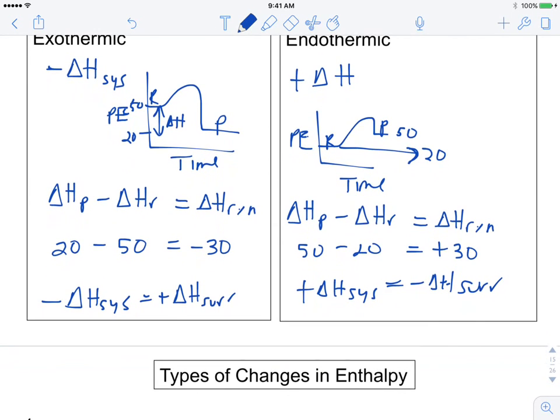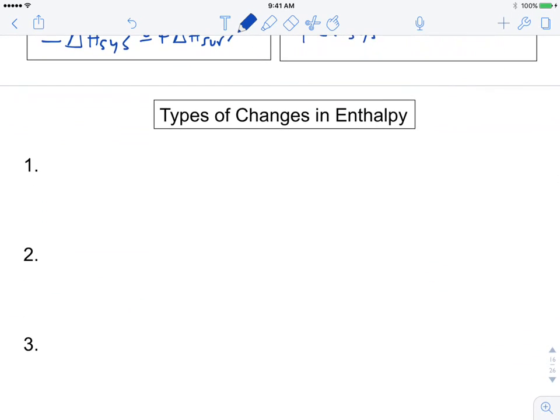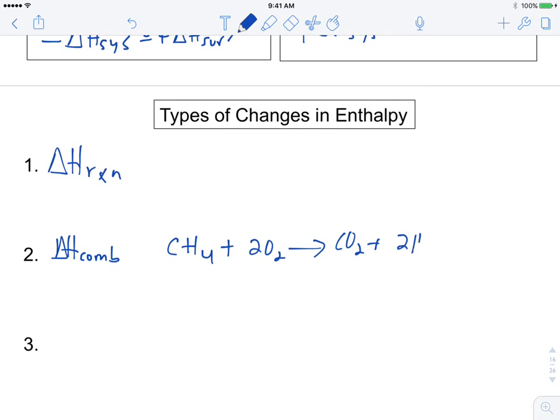Now, there are different changes of reaction. The most general kind, and this goes for pretty much anything, is delta H reaction. RXN means reaction. But we could also have a delta H where we have specific reactions like combustion. This would be for a change like if you had CH4 plus oxygen yields CO2 plus H2O. These are always negative because the heat of combustion is always releasing heat.